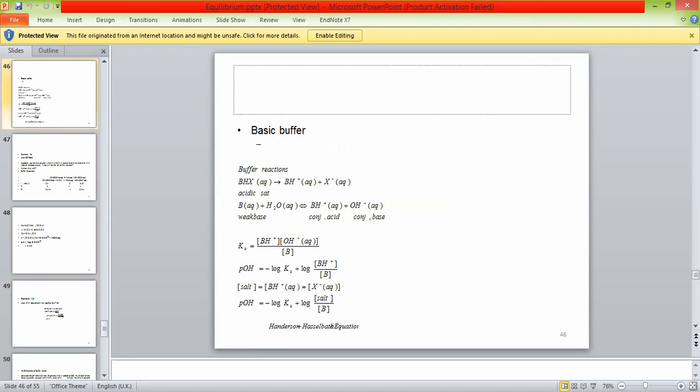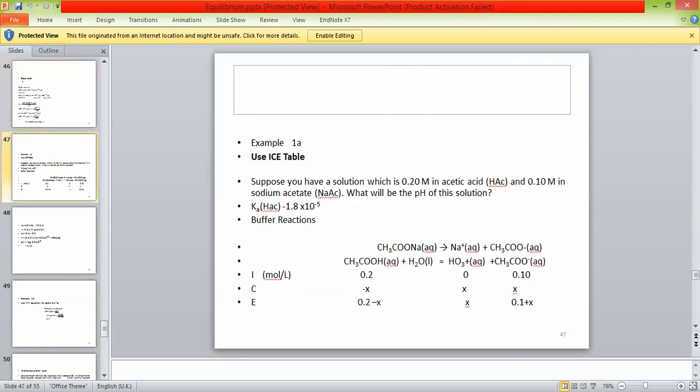And then example 1, use the ICE table. When you're using the ICE table, what you should understand is this. Let me see the question. Suppose you have a solution which is 0.5 molar in acetic acid and 0.1 molar in sodium acetate. So you've already been given the concentration of the acid and the concentration of the conjugate. What will be the pH of this solution? They've given you Ka. You have this dissociating into this and that.